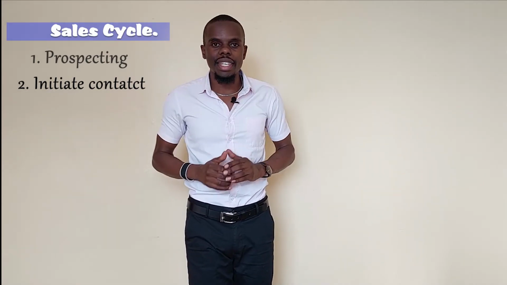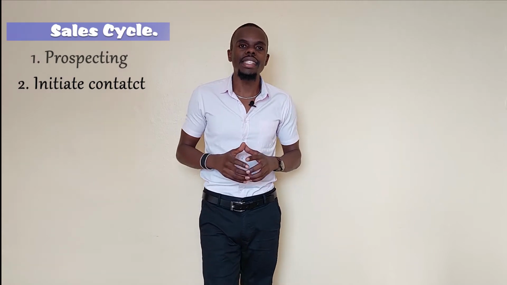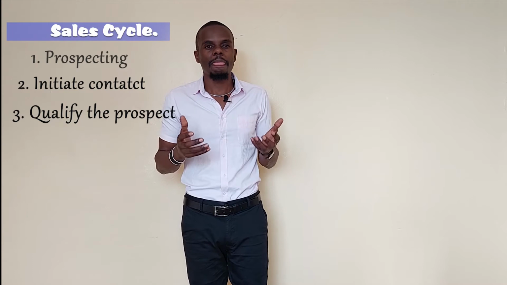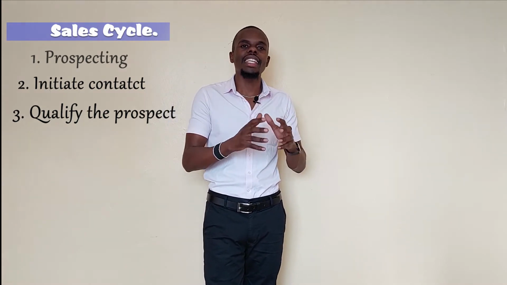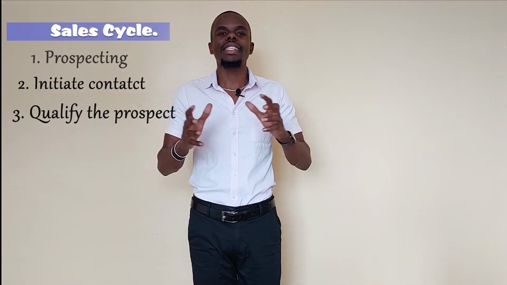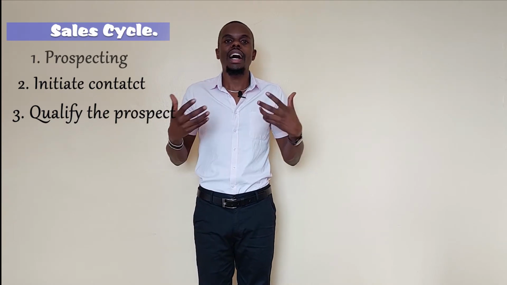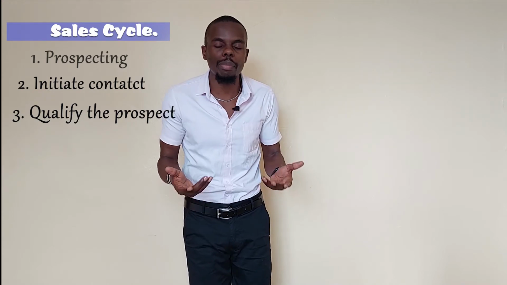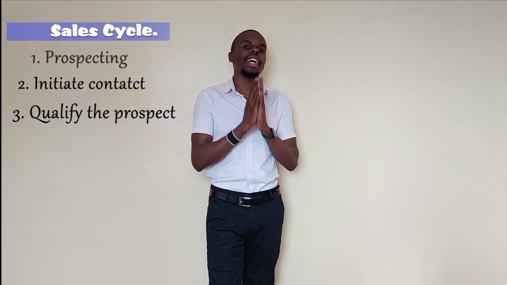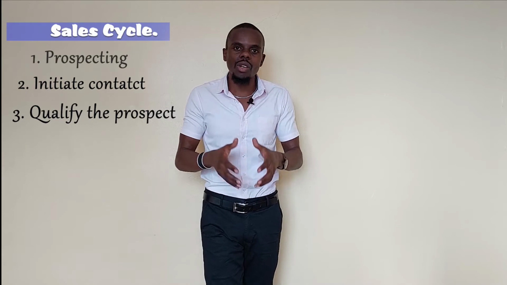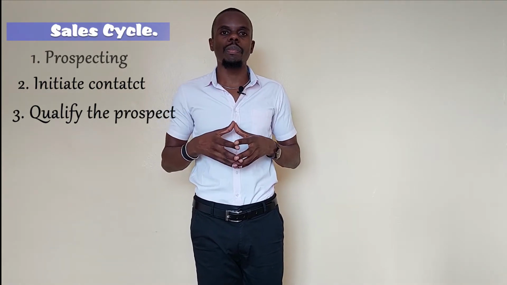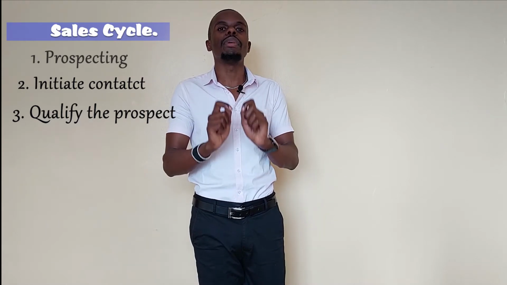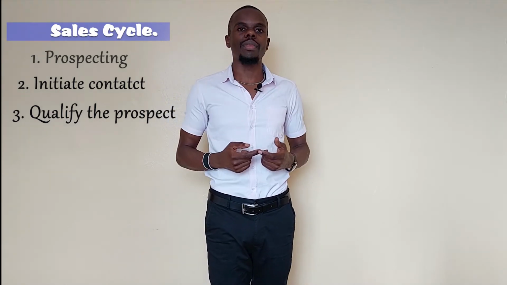Stage number 3 in the sales cycle is qualifying the prospect. In most instances, our salespeople are selling to suspects. Why am I saying suspects? Suspects are just people we look at and we feel like they might need a product or service. So that is a suspect. But it is only when we initiate contact with these people, hear out their goals, what they want in life, that we will be in a position to qualify them.